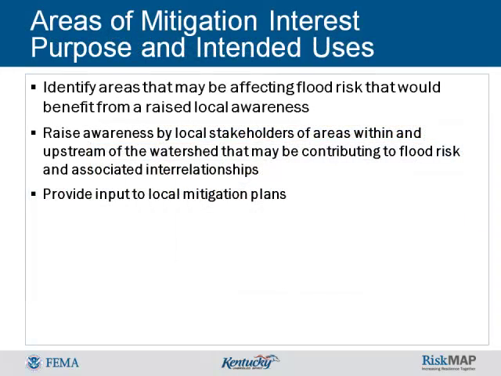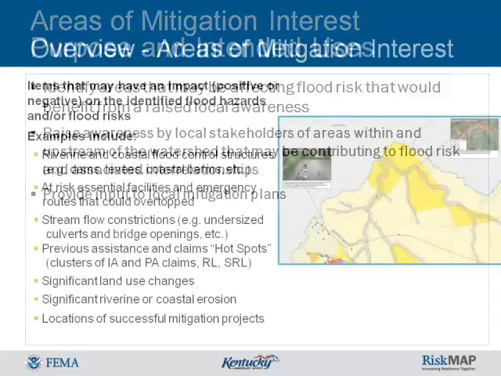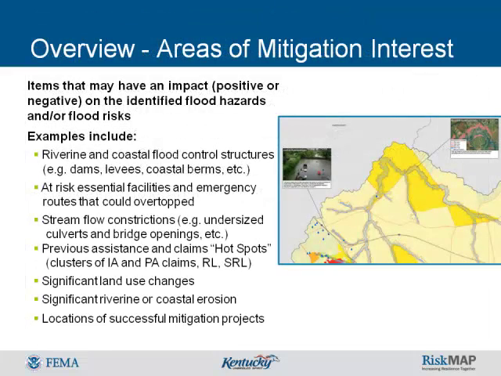The purpose and intended uses for areas of mitigation interest include the following: creating public and community awareness of issues affecting flooding and risk, providing locations and potential projects for communities to include in future mitigation plan updates and to develop mitigation projects, identifying interrelationships between upstream and downstream community issues within a watershed, showing examples to communities and the public of what types of mitigation has worked to reduce risk. What constitutes an area of mitigation interest?